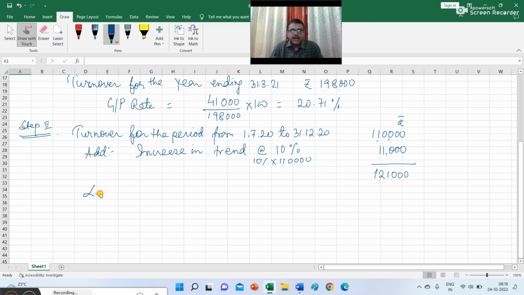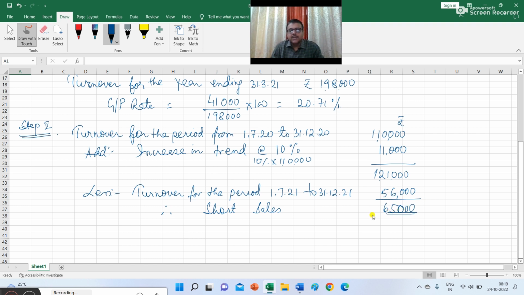But due to the fire, the turnover for the period from 1st July 21 to 31st December 21, that is the period of dislocation, fell. When the fire took place, the normal business could not be carried out. So there was a dislocation of business and a fall in the value of sales. The actual sales during this period happened to be 56,000. So what is the amount of short sale? Therefore, short sales is 65,000.